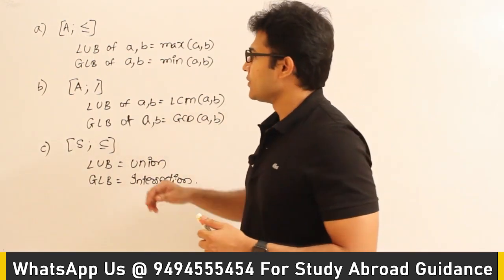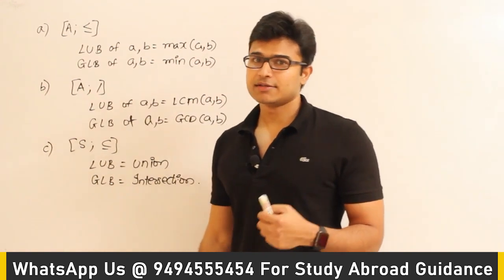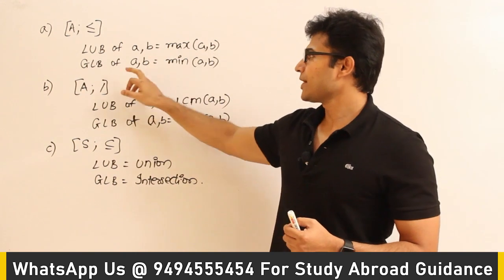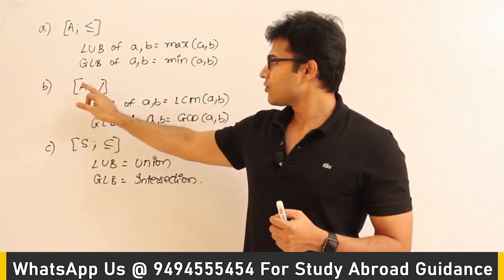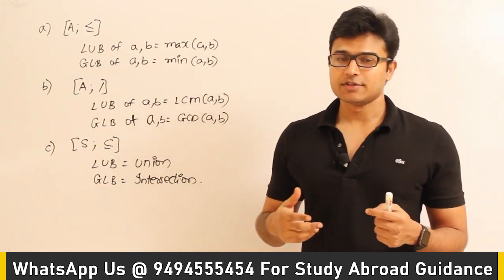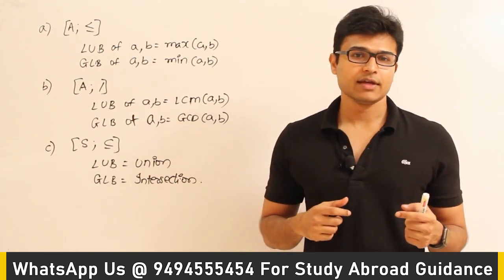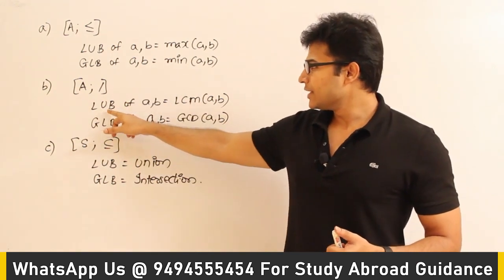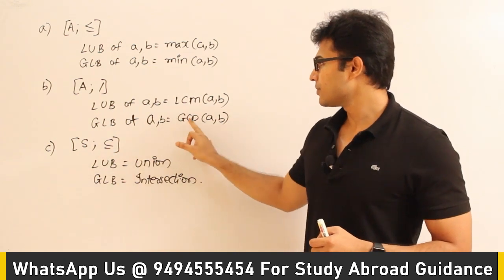Whenever A is the set of all real numbers and less than or equal to is the relation defined on A, then the least upper bound is nothing but the maximum and the greatest lower bound is nothing but the minimum. And if A is a set of numbers and the relation defined on it is divides, just like how we have seen in Dn, the divisors of 18, then the least upper bound is nothing but the LCM and the greatest lower bound is nothing but the GCD.